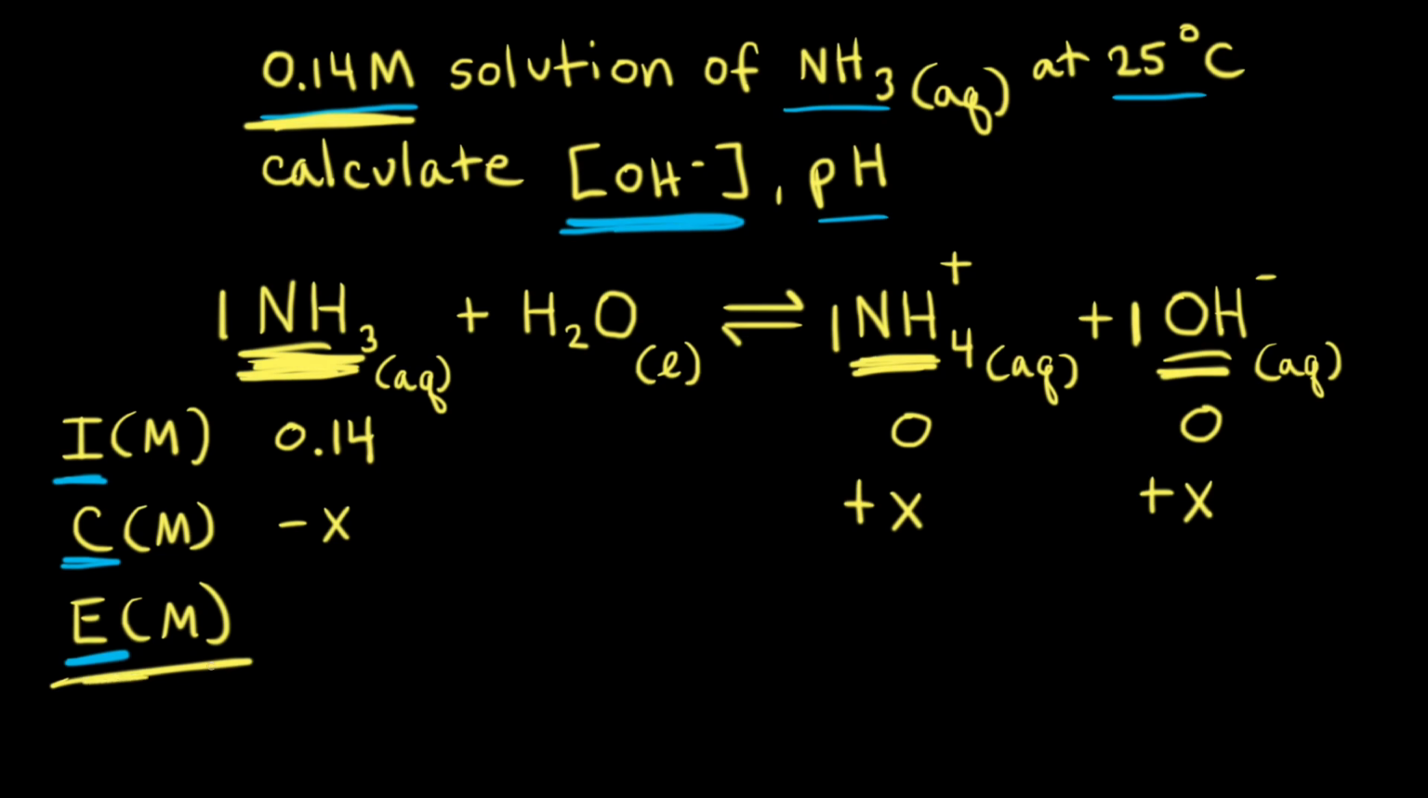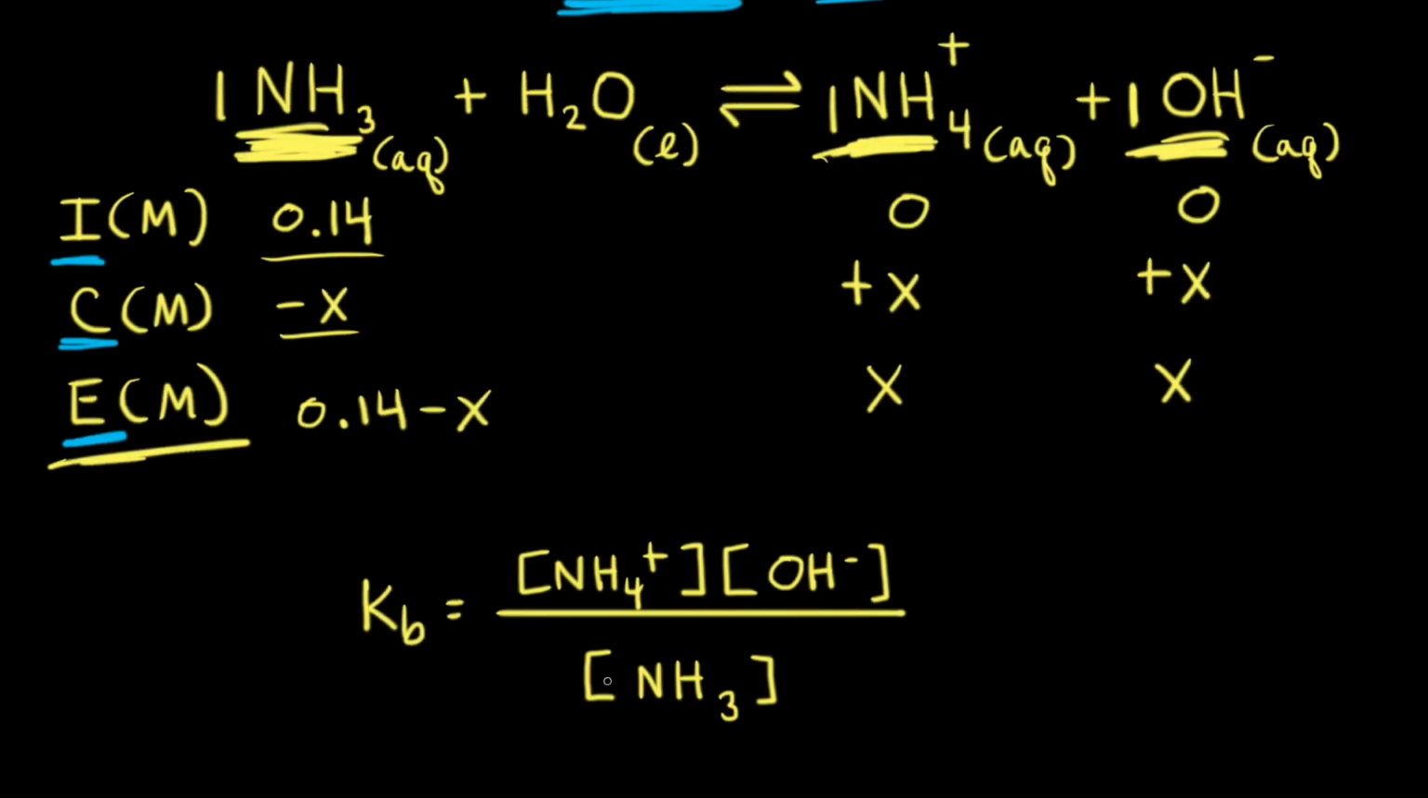So the equilibrium concentration of ammonia would be 0.14 minus X. So let's write that in there, 0.14 minus X. For ammonium, it would be 0 plus X, which is just X. And for hydroxide, it would also be 0 plus X, which is just X.